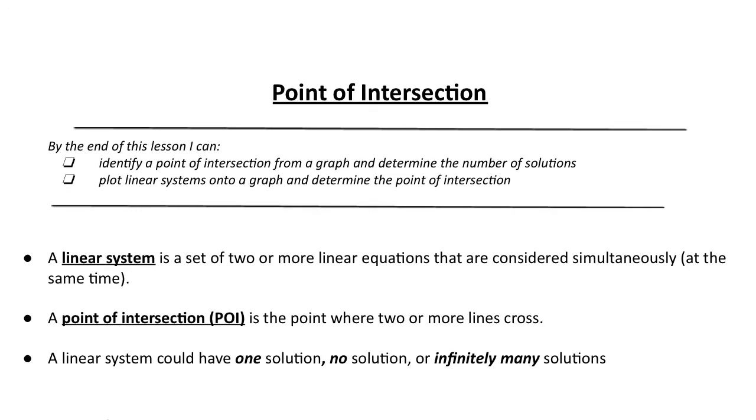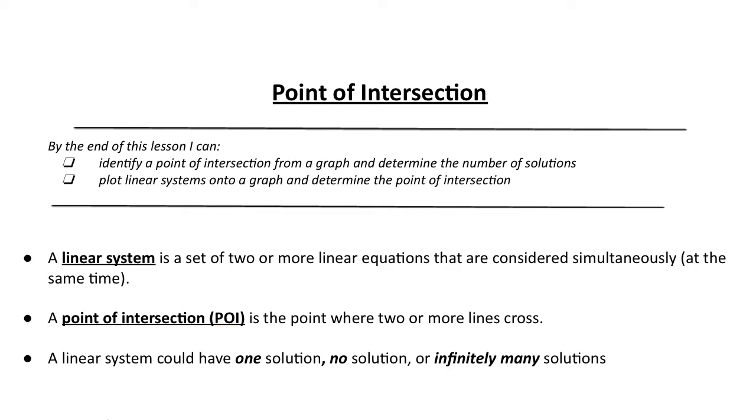A linear system is a set of two or more linear equations that are considered simultaneously, or at the same time. So what that means is that you could take two linear equations and plot them onto the same Cartesian plane or the same grid. Once you've plotted them, you can see if and where those two lines intersect. If they do intersect, the point at which they do intersect is what we call a point of intersection. And sometimes this can be abbreviated as simply POI.